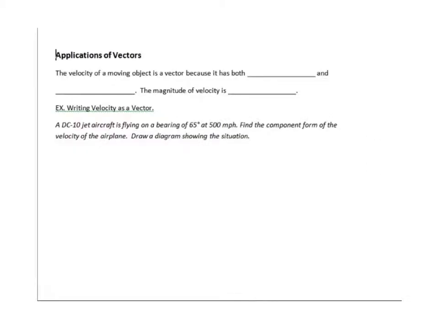Okay, so this is part of your packet, and so we're going to fill in some information on your packet. The velocity of a moving object is a vector because it has both magnitude and direction. The magnitude of the velocity is called the speed.